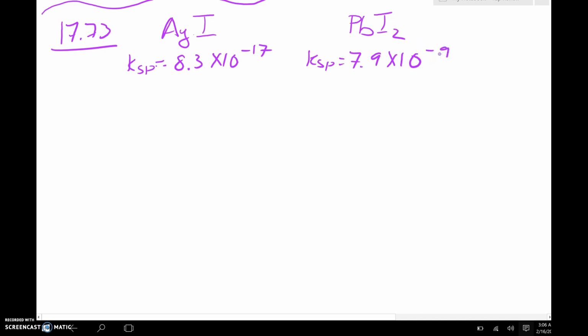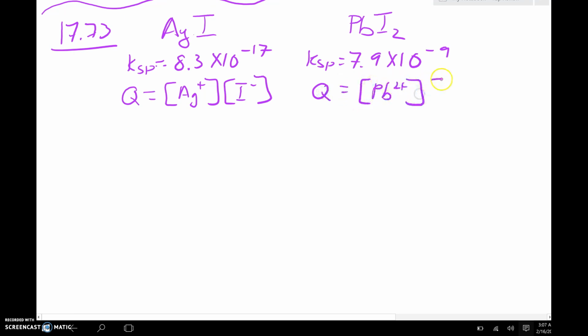Okay. And we also know that Q is going to be the concentration of Ag plus times I minus. Everything is in a 1-to-1 ratio there. But over here, we're going to be doing Pb2 plus and I minus squared, because that would become 2 I's. Okay, cool.